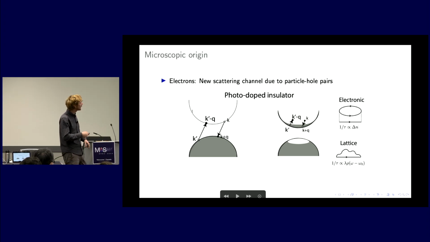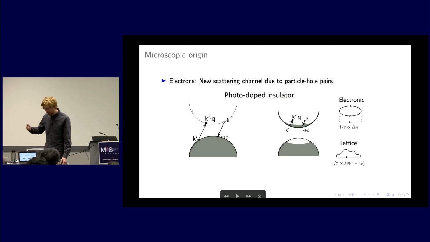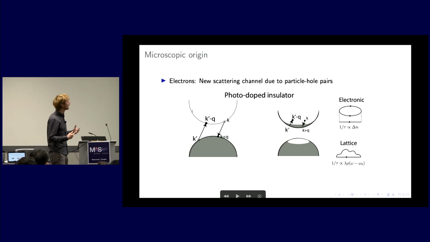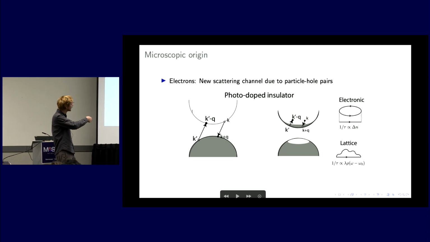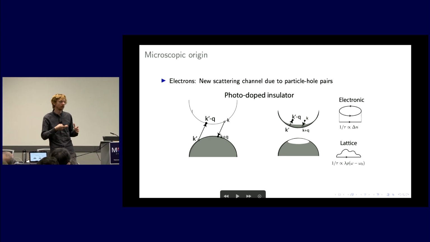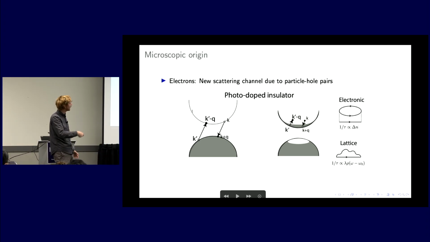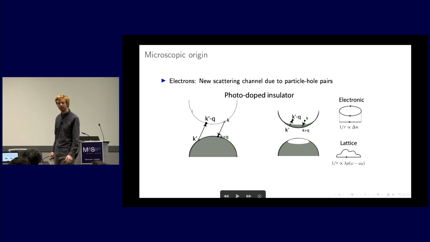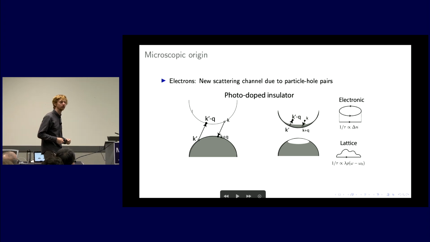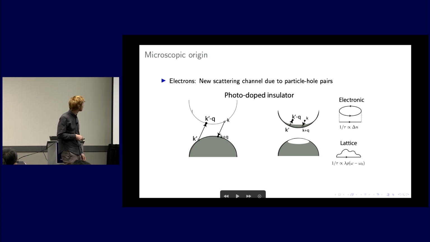And if you do your math correctly, you will see that the change in the lifetime due to the electronic scatterings is proportional to the amount of photodoping, while scattering with the lattice is independent of the amount of photodoping. It depends only on the Fermi golden rule level: the coupling constant squared times the final density of states. And this gives a qualitatively different behavior between the two regimes, which enables us to put some numbers on the ratio between the two interactions.